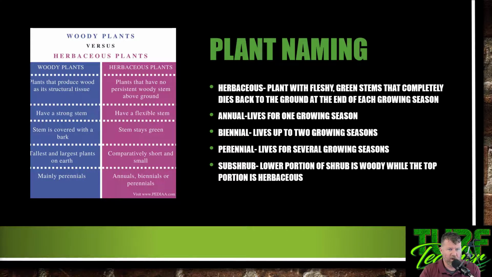And then here, just a chart, woody versus herbaceous. Woody plants produce wood as structural tissue. Herbaceous plants have no persistent woody stem above the ground. Woody plants have a strong stem. Herbaceous have a flexible stem. With woody plants, the stem is covered with bark. Herbaceous, the stem stays green. Woody plants are the tallest and largest plants on earth. Herbaceous are comparatively short and small. Woody plants are mainly perennials. And then your herbaceous plants are annuals, biennials, or perennials.